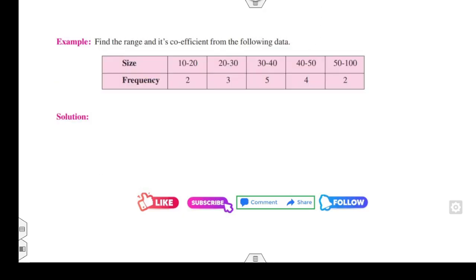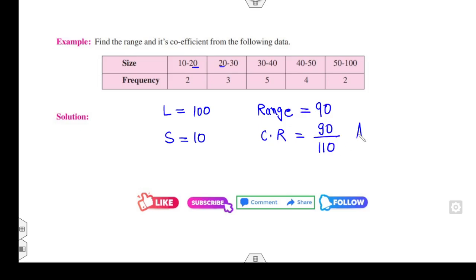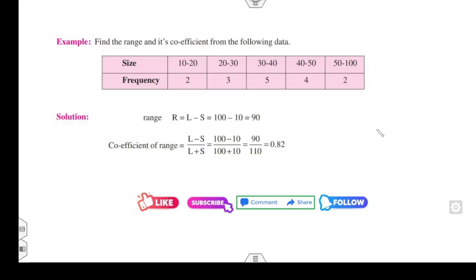Okay, calculate the range and the coefficients. Clearly say they are my continuous. Yes. So what is the lower limit? Or what is the smallest value? 10. Largest value is 100. So what is my range? Range is my 90 and the coefficient of the range will be 90 divided by 110 is the right answer of the problem.